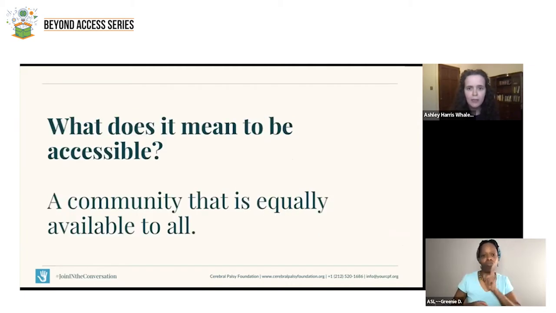So, what does it mean for something to be accessible? Simply, it's a community that's equally available to all, but beyond that, to be accessible means that a community actually desires the participation and the presence of all.